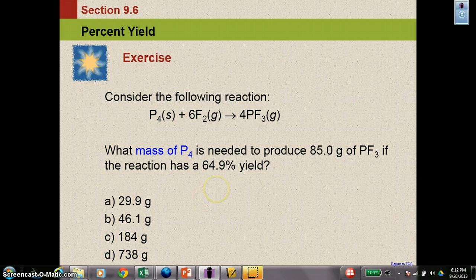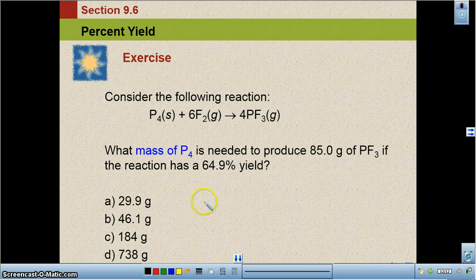of P4 is needed to produce 85 grams of PF3 if the reaction has a 64.9% yield. So let's take a look at this problem. It's a little bit different than the others. So this problem requires a little bit of thinking. This is the actual yield of PF3. That's how much we need to produce. And we know that its percent yield is 64.9%. So what we have to figure out is how much do we need to produce of PF3 in order to get 85 grams of it.